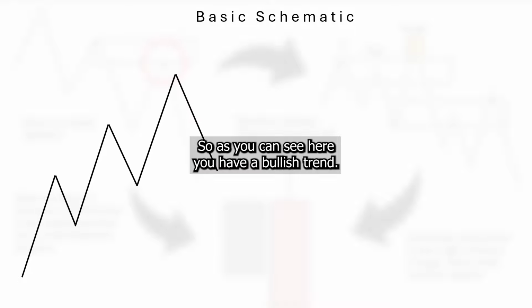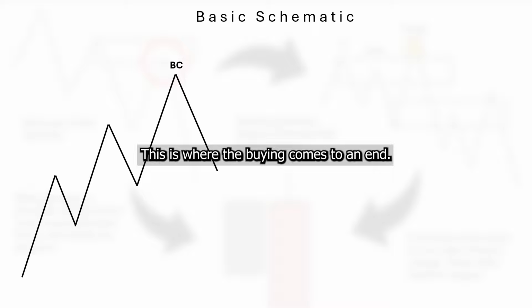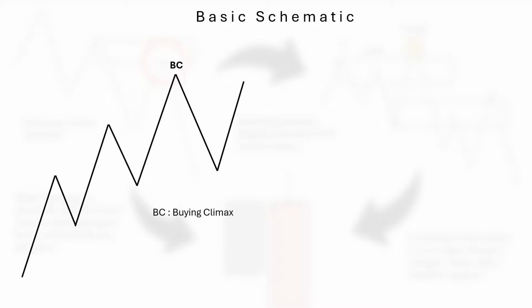So as you can see here, you have a bullish trend, but at the end here, you're starting to see a little bit more selling pressure in comparison to the previous sell-offs. This would be your buying climax. This is where the buying comes to an end. And now that pull away from your buying climax would be your AR. This would be your automatic rally. This is the market showing intent that in fact it does want to sell off.